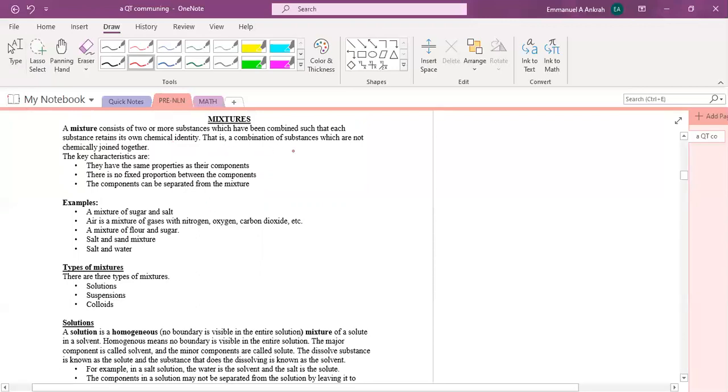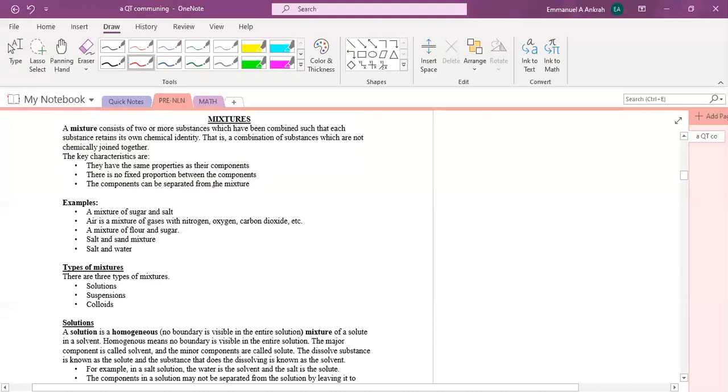Right. So that is the combination of substances which are not chemically joined together. Now the key characteristics are, one, they have the same properties as their components. So if I mix, let's say, water and salt, the water will maintain its properties, the salt will maintain its property, right? Because there's no chemical interaction between the two. Now there's no fixed proportion between the components. In other words, you can mix them anyhow. You can put more water, less salt, more salt. There's no fixed combination, proportion between the two.